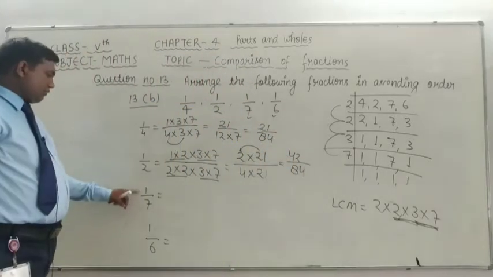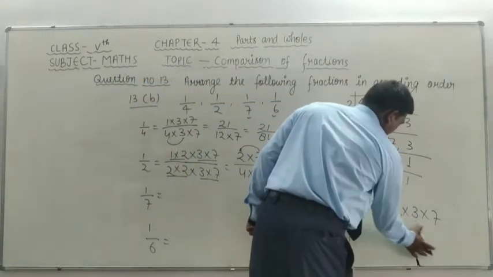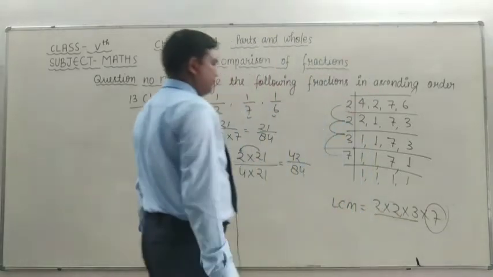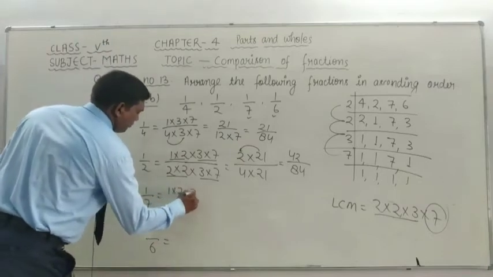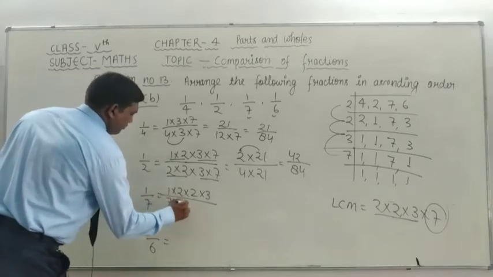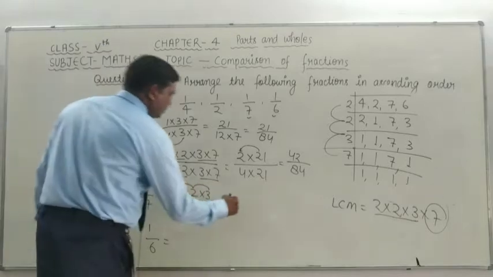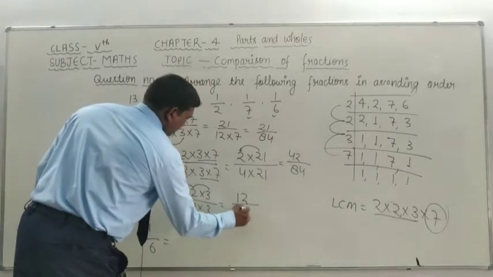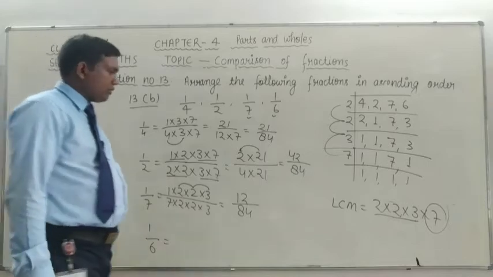Next, we are given 1 over 7. It means that here we have to multiply by 2 into 2 into 3. So 1 into 2 into 2 into 3 over 7 into 2 into 2 into 3. Look, 3 twos are 6, 6 twos are 12. Here we get 12 over, after multiplying these, we get 84. Understand? 12 over 84.